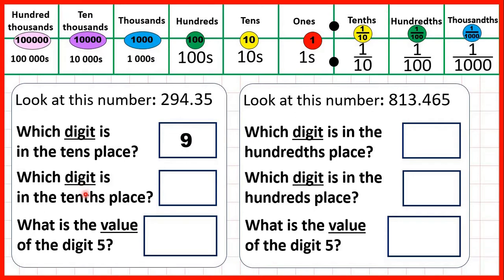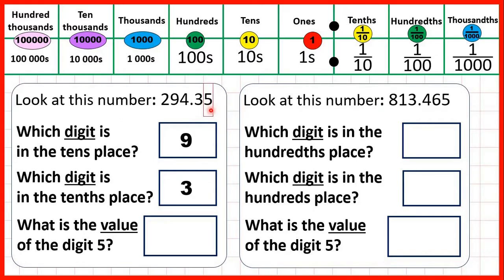Now, which digit is in the tenths place? So it's important not to get confused between tens, which is a whole number place value, and tenths with a th, which is a decimal place value. Now the tenths digit is the first digit after the decimal point. So for this number, if we look at our decimal point, the first digit after it is a 3, so that's 3/10.